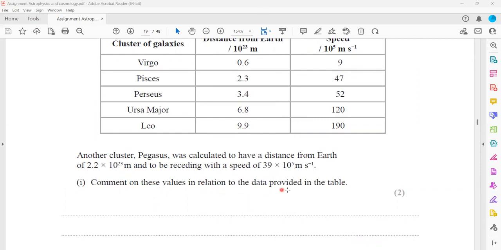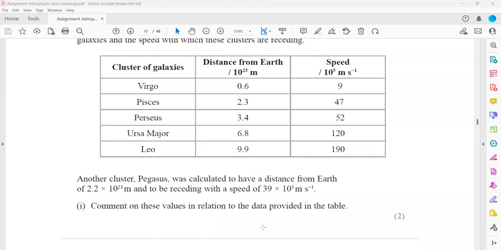Comment on these values in relation to the data provided in the table. What you conclude from this is that the distance is similar to that of Pisces, as you can see, 2.2 and 2.3. However, the speed is slightly smaller. Pegasus will be here and the speed is 39. And what is the relation here? As the distance is increasing, the recession speed is also increasing.